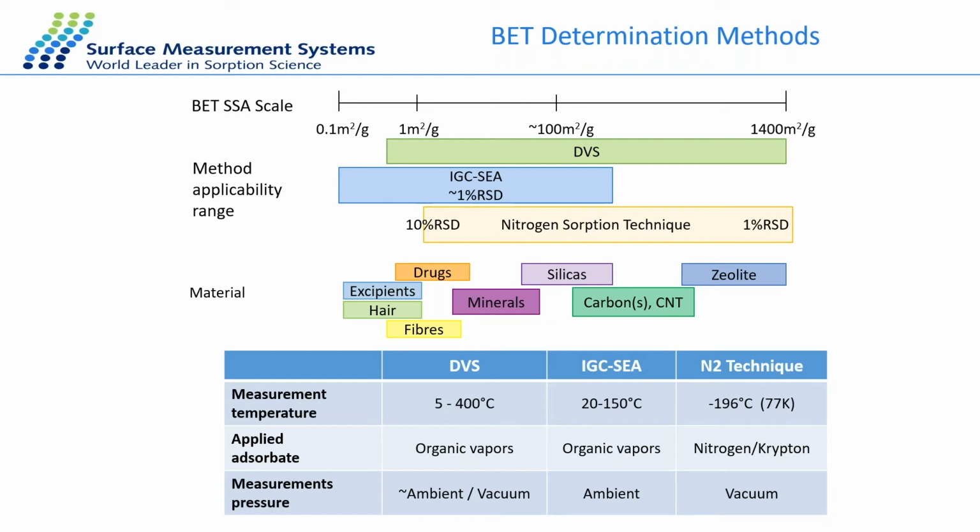DBS can also be used in quite a wide range of surface areas, because during the measurements the organic vapor concentration is constant in the carrier flow, so it's a little bit different type of measurement compared with IGC. In the table, you can see the measurement parameters, which kind of adsorptive gas you can use, and also the pressures.